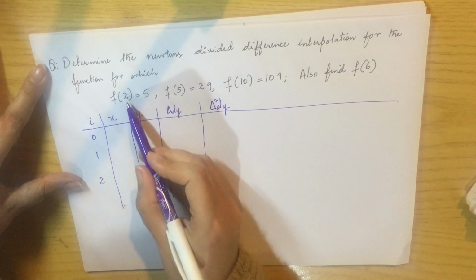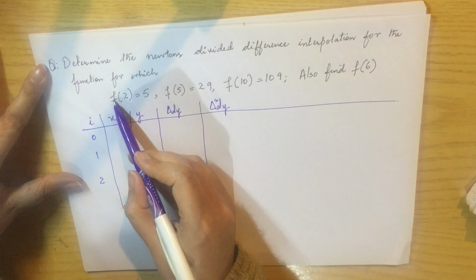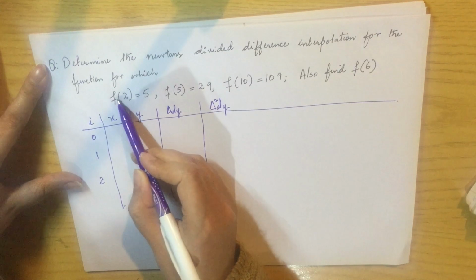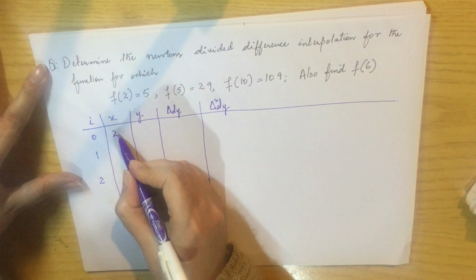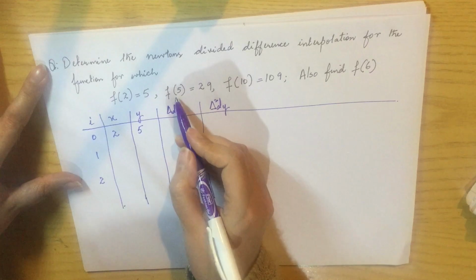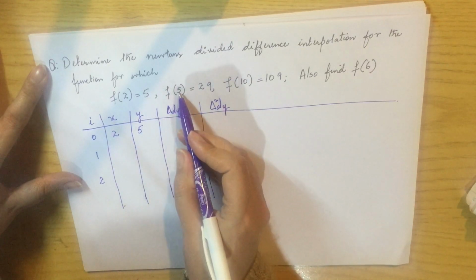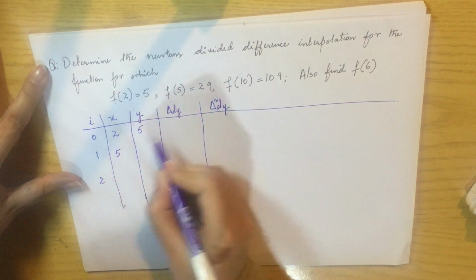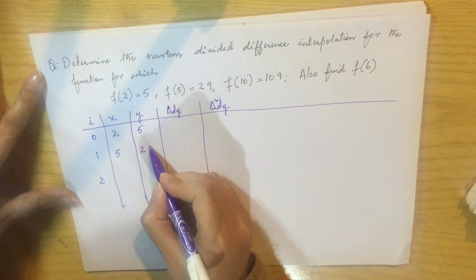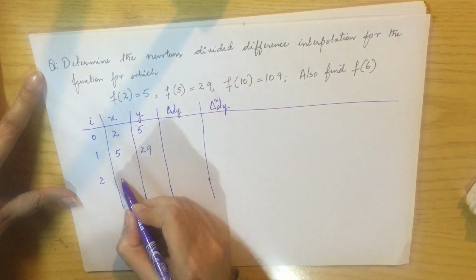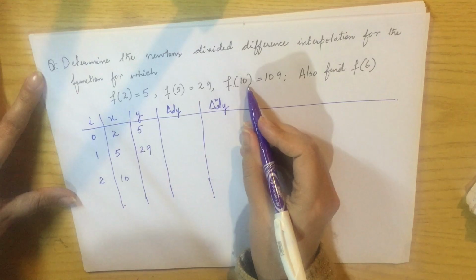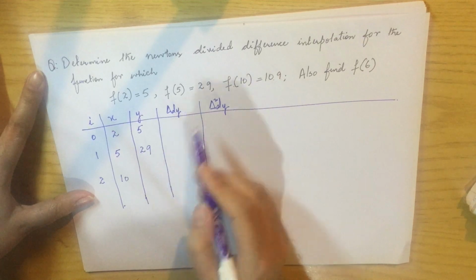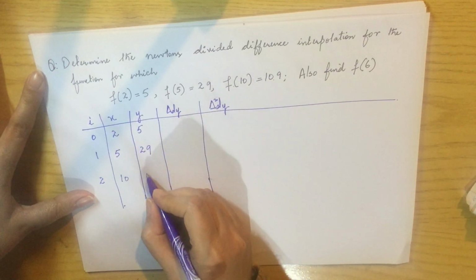See, the first value of x is 2 because our function is always in the form f of x is equal to y. So here f of 2 is 5, so y is 5. Also here you can see the second point is f of 5 is equal to 29. That means our next point x is 5 and y is 29. Similarly we have x is 10 at the third point, and the value of y at f of 10 is equal to 109.